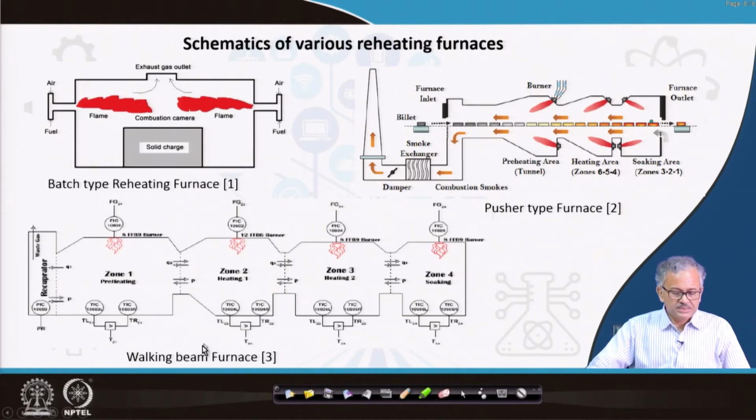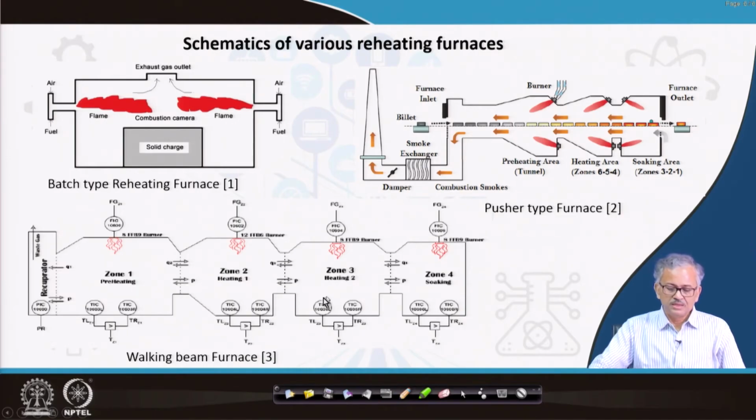And this, you can see, is called the working beam furnace. Here basically you can see the solid material comes into zone 1, stays for some time, and then again is pushed to the next zone, stays for some time and gets heated. So temperature basically increases progressively as you move in this direction.